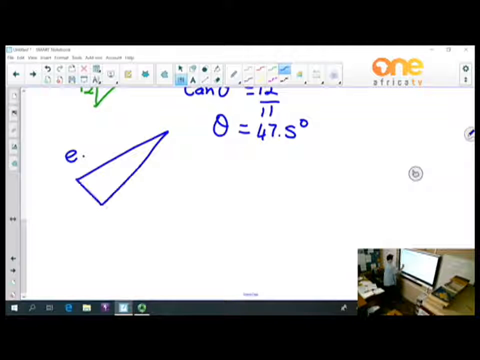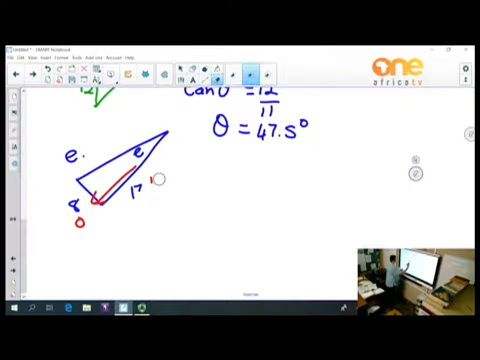Number E. This time it looks like this. 8 and 17. This is E. So let's first look at the angles. This one is opposite. This one is the hypotenuse. No, sorry, this one is not the hypotenuse. Here's the 90-degree angle here. So this one will be adjacent.